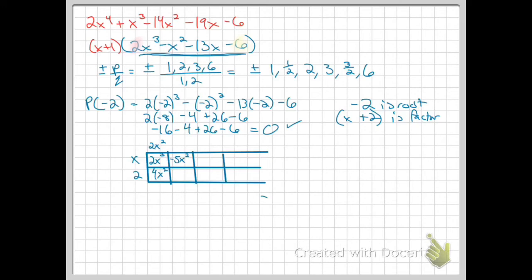Always a good idea to pause this and practice your long division on your own. Must be negative 5x, negative 10x. It's supposed to be negative 13, so minus 3 more, negative 3. Negative 6 is right, so we know we did it right.